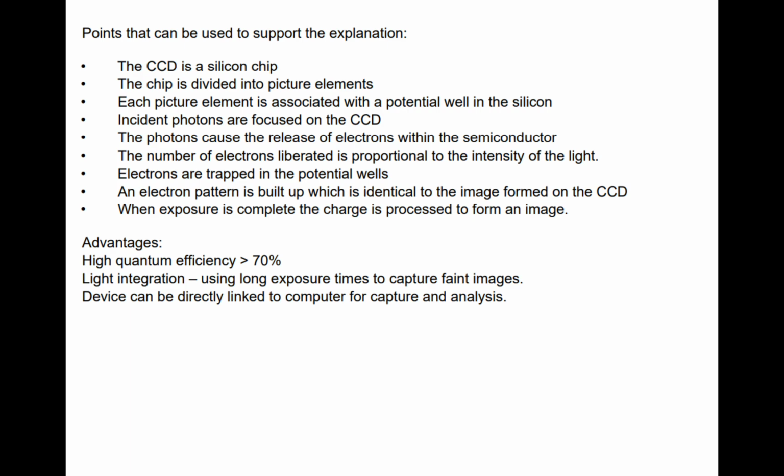So if you double the intensity of light, you'll get double the number of electrons liberated. Electrons are trapped in potential wells. Then an electron pattern is built up, which is identical to the image formed on the CCD. When exposure is complete, the charge is processed to form an image.